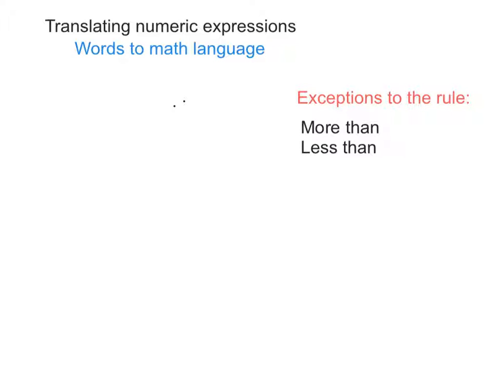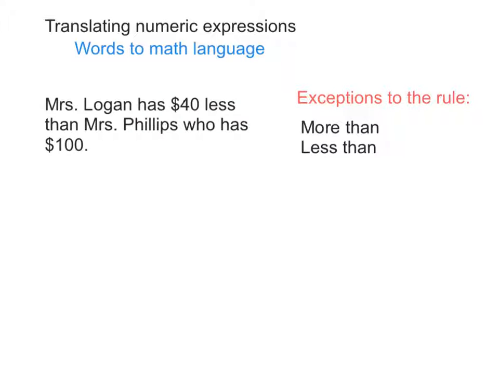As with any language, there are always exceptions to the rule, and we're going to discuss a couple of them. The first one is when you see the words more than or less than. Let me put up this example so you better understand why this would be an exception to the rule. So if you'll see here, I typed up a problem that says Mrs. Logan has $40 less than Mrs. Phillips, who has $100.